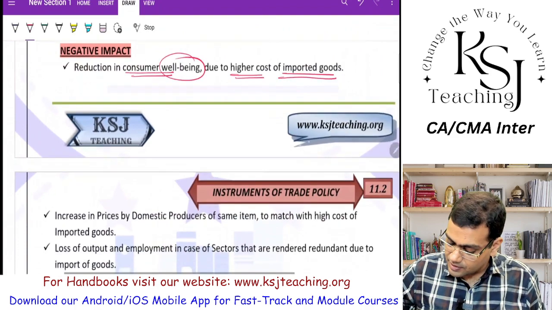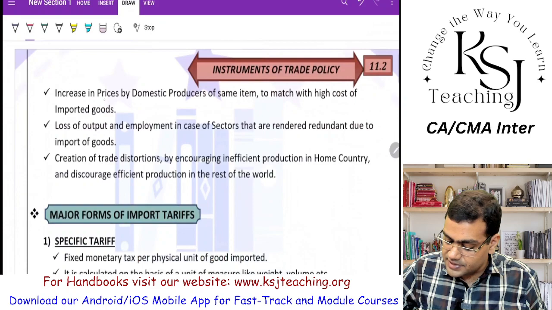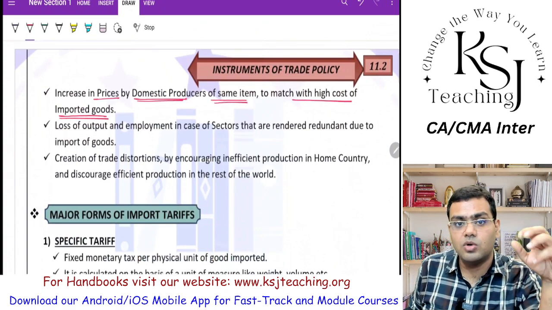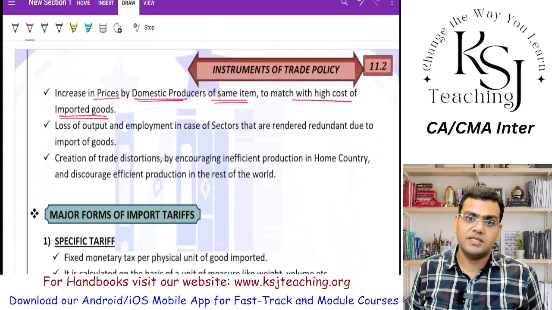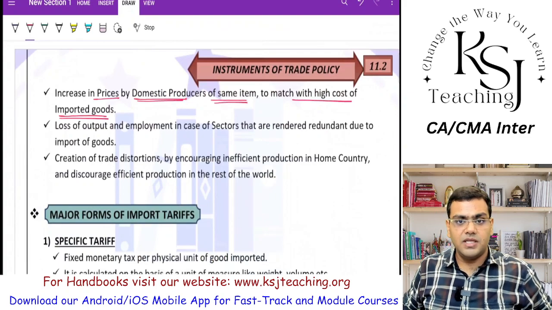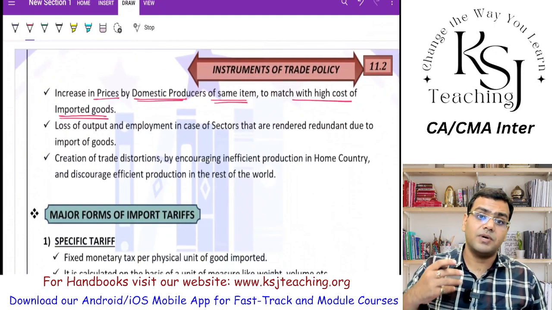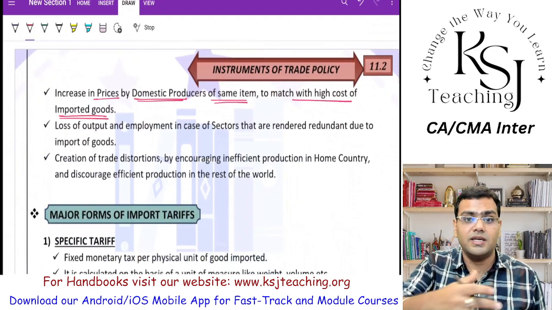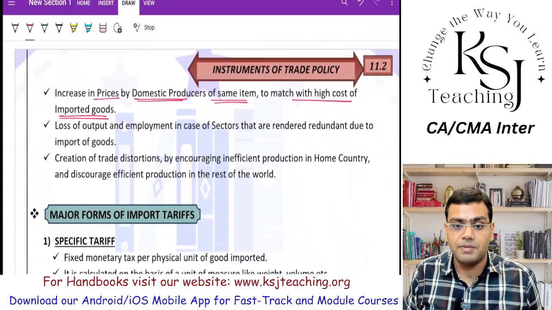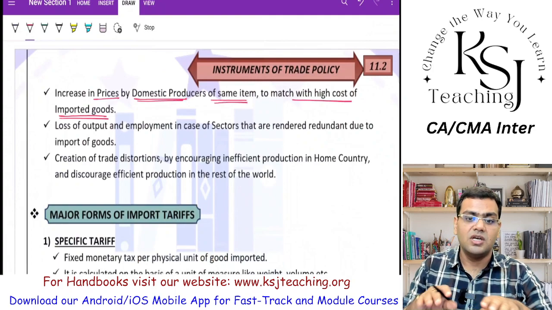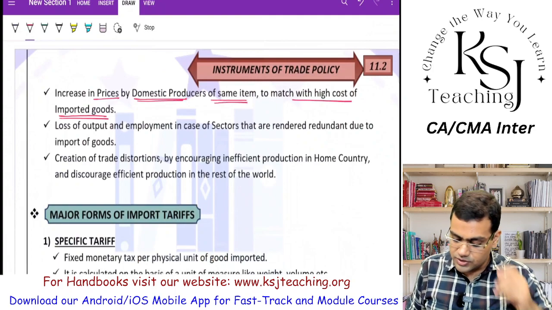Clear? After that, he says increase in the prices by the domestic producers of the same item to match the high cost of imported goods. Again, what will happen if you are importing goods and on those imported goods there is high customs duty? The prices of the product will be high, obviously, due to the higher taxes. Then domestic producers will say that we will also increase the price. Why should we not increase the price, right? So the domestic producers will also increase their prices to match the high cost of imported goods.